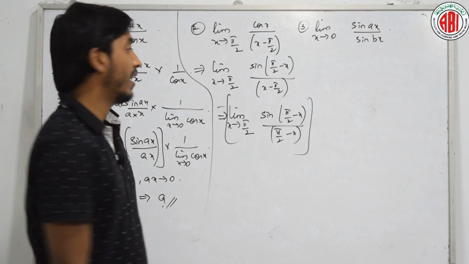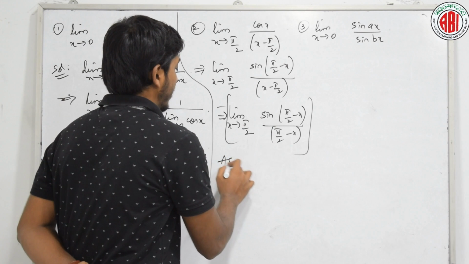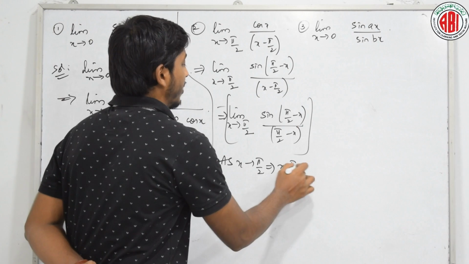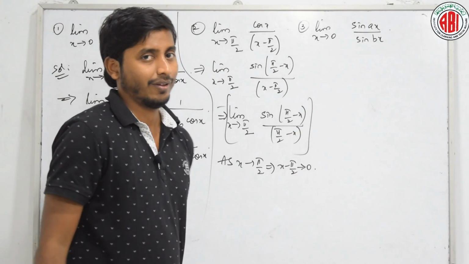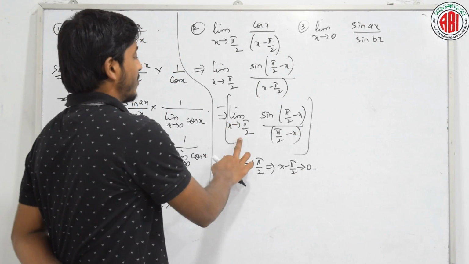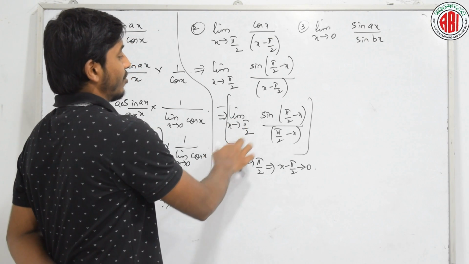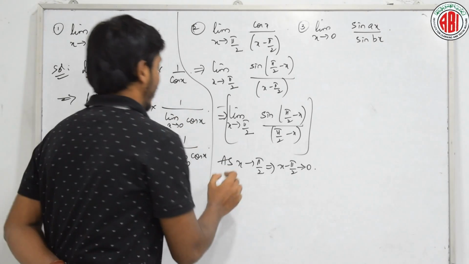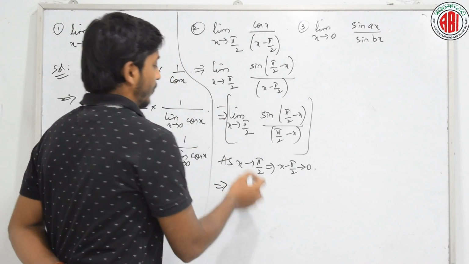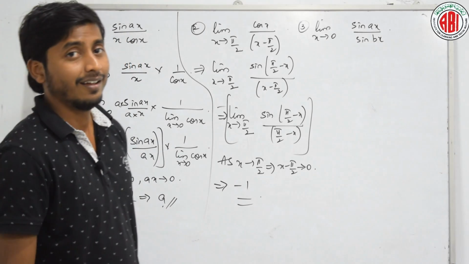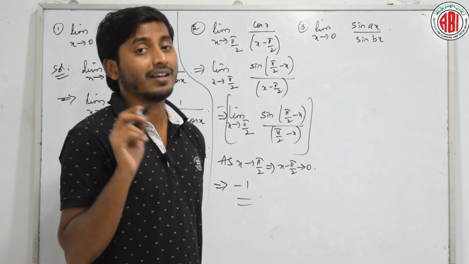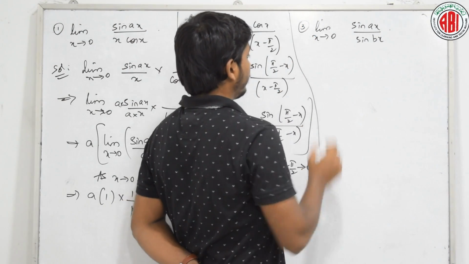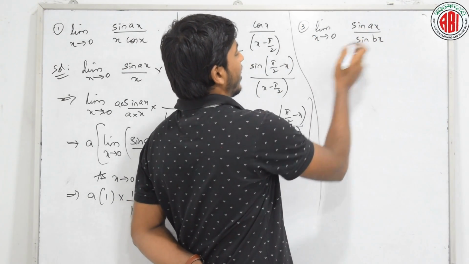Now tell me, as x tends to pi by 2, obviously x minus pi by 2 tends to 0. This means that as x minus pi by 2 tends to 0, sin of pi by 2 minus x by pi by 2 minus x is 1. Therefore, the answer is minus 1. Isn't it easy again? Clear? You have to remember only the formula, that sin x by x is 1, for these sums. And the next sum, limit x tends to 0 sin ax by sin bx.